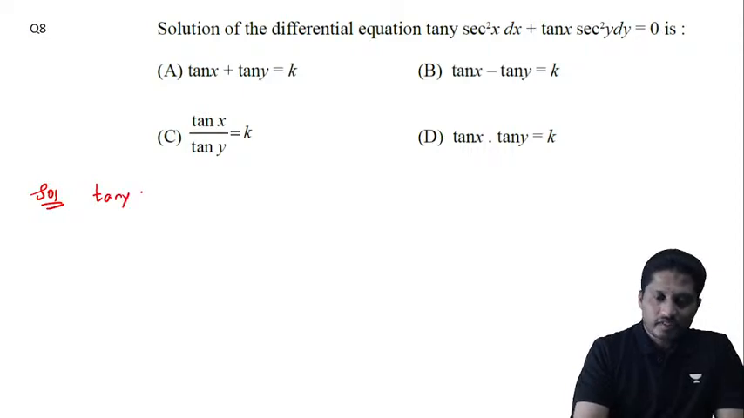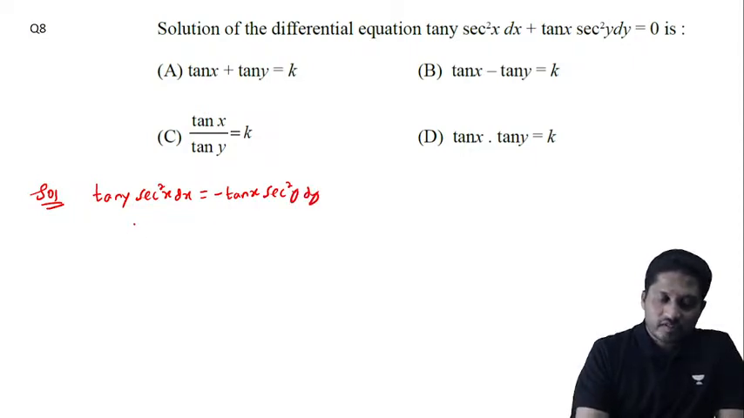So tan y into sec square x dx is equal to minus tan x into sec square y dy. Right, now this can be written as sec square x divided by tan x dx is equal to minus sec square y divided by tan y dy.